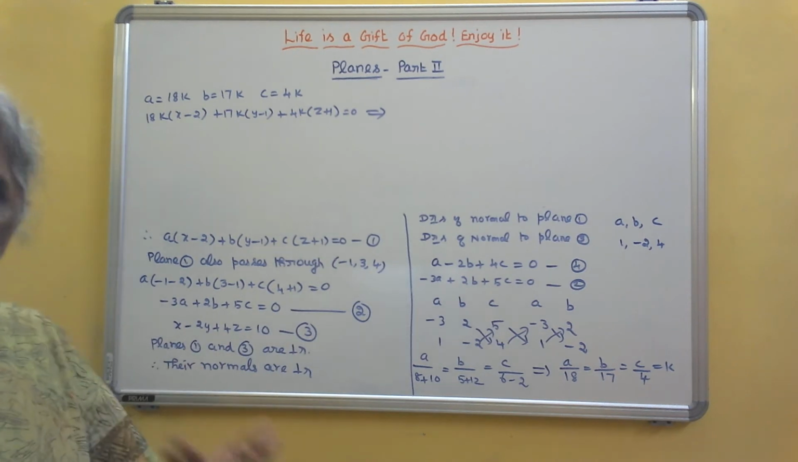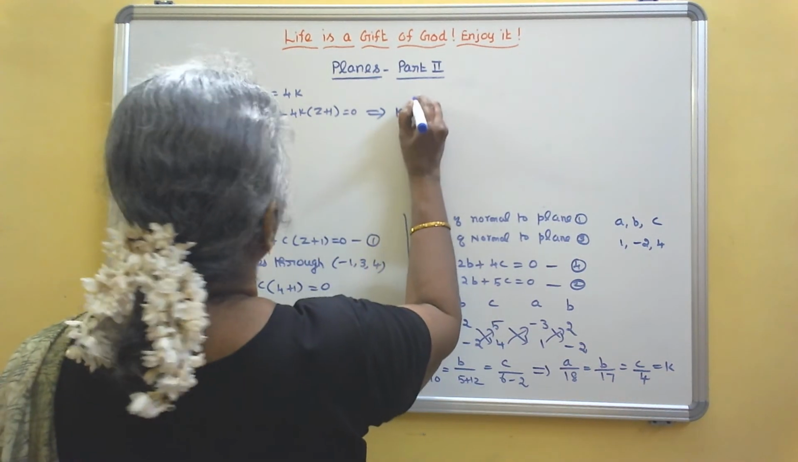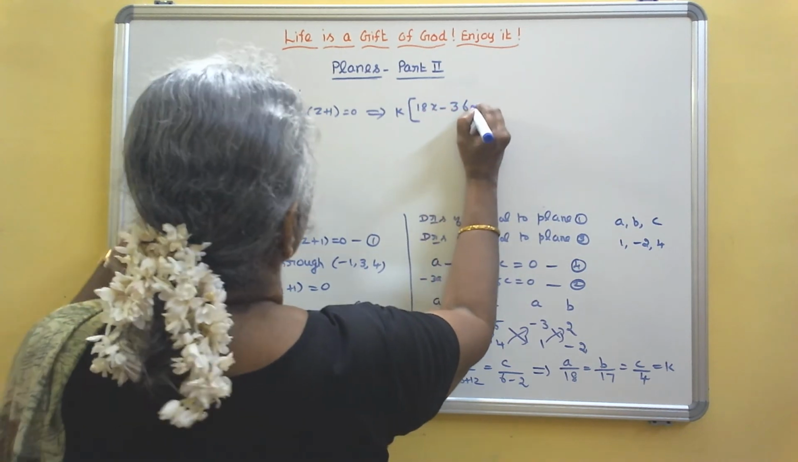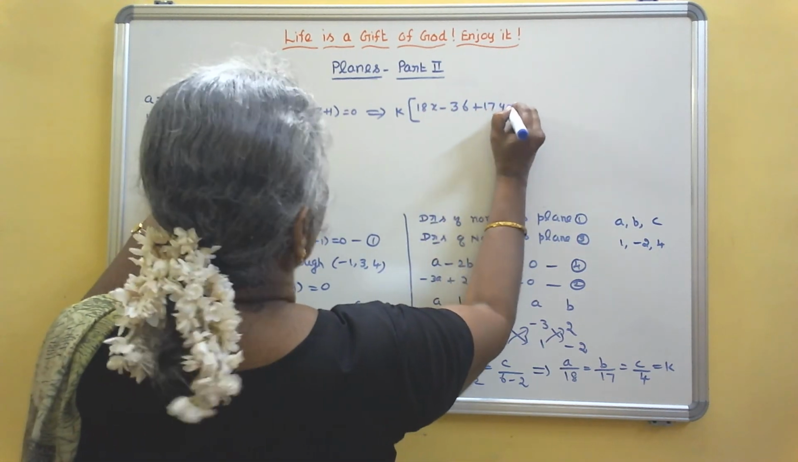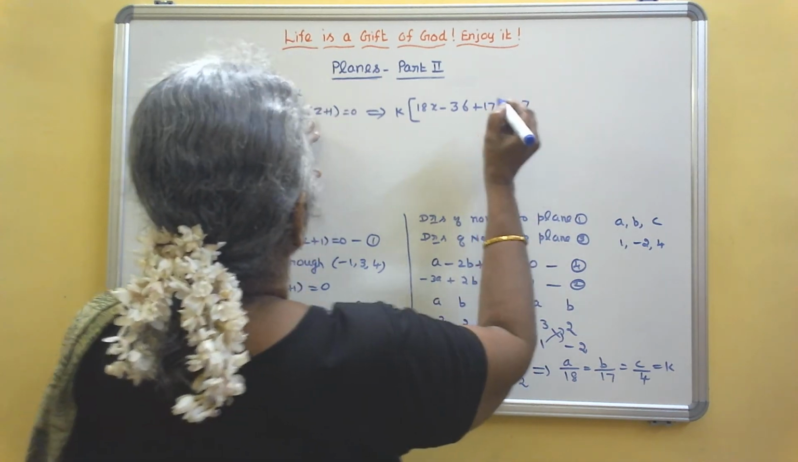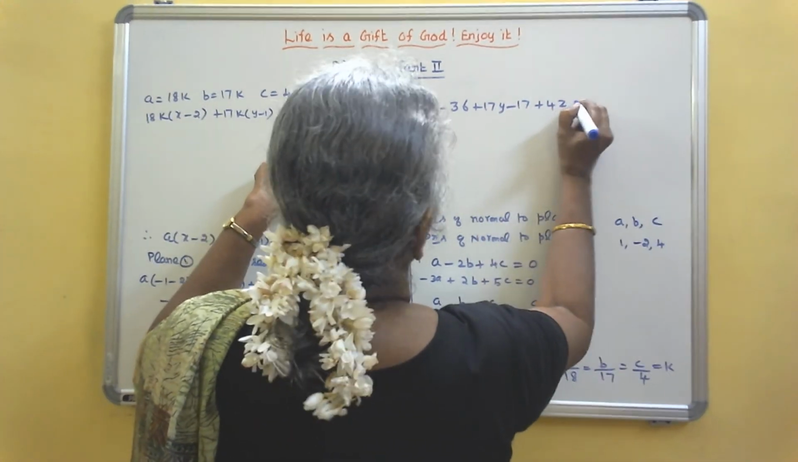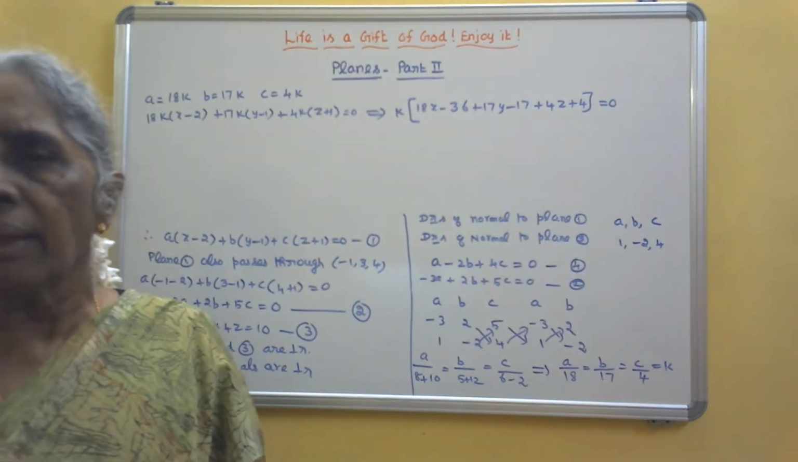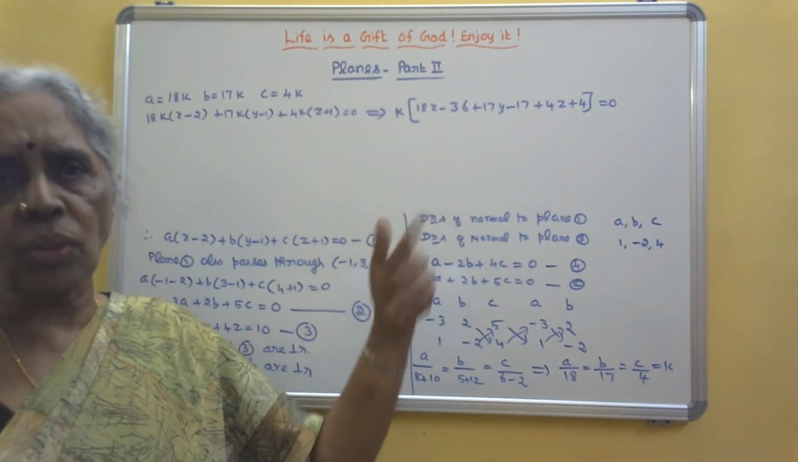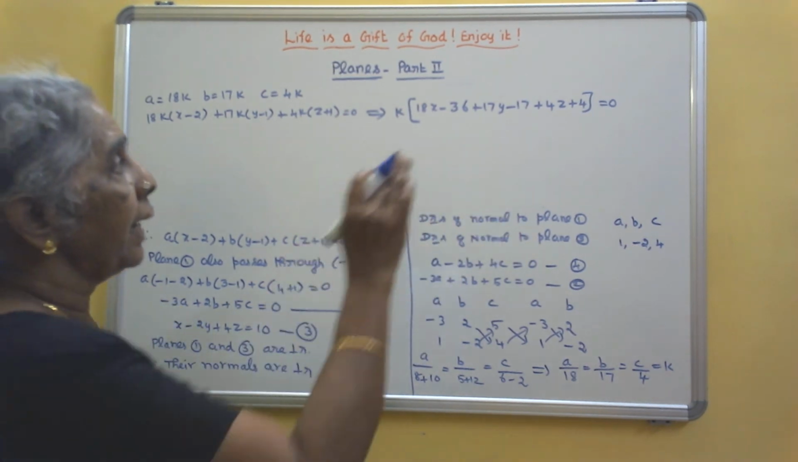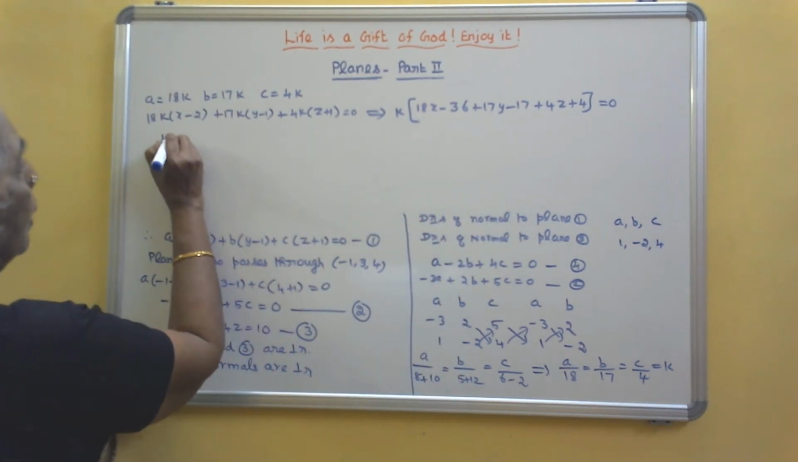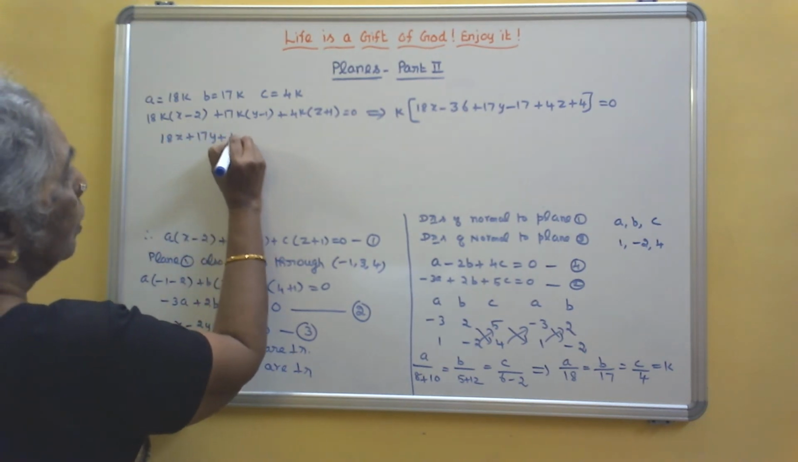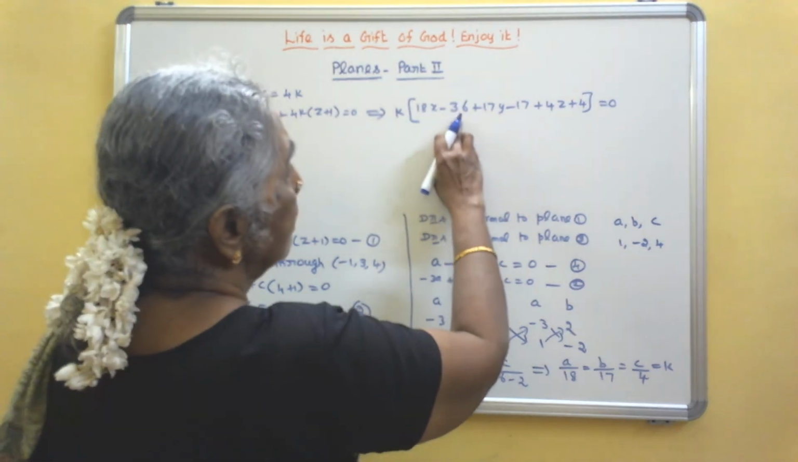Now I can take the k outside for everything. So I will get 18x minus 36 plus 17y minus 17 plus 4z plus 4, that is equal to 0. Now the k can be cancelled because 0 by anything is 0. K you can take that side. So what will you get now? 18x plus 17y plus 4z is equal to 36.